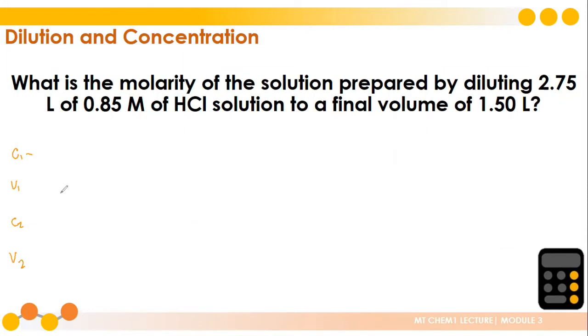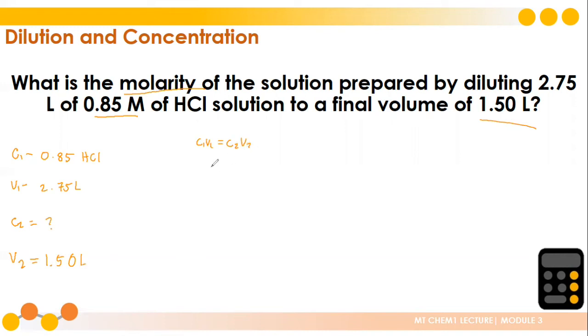For the concentration of the stock solution, we have here 0.85 moles of HCl. For the volume, we have here 2.75 liters. Then for the concentration of the diluted solution, that is what we are looking for. We are looking for the molarity of the final solution. And then for the final volume, we have here the given 1.5 liters. Let's write our formula. We have C1V1 is equals to C2V2.